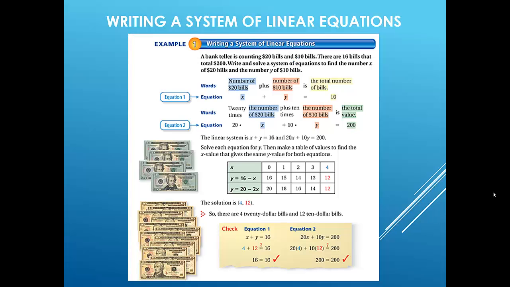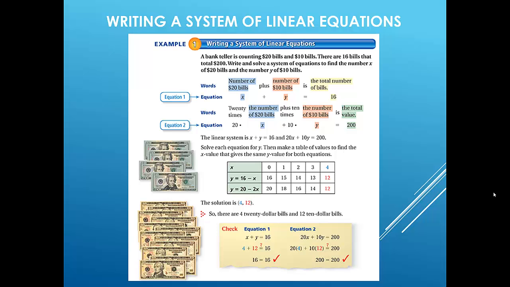For our first example, we're writing a system of linear equations. A bank teller is counting $20 bills and $10 bills. There are 16 bills that total $200. Write and solve a system of equations to find the number x of $20 bills and the number y of $10 bills. First, we're going to write two equations.